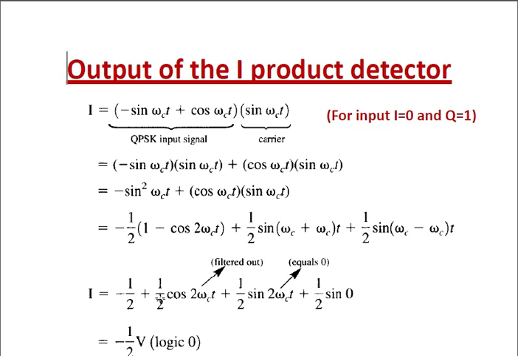Once this is modified, some data should be filtered out. Which data? 1/2 cos 2 omega ct and 1/2 sin 2 omega ct. This high frequency component is removed once it passes through the filter. So minus 1/2, plus the remaining terms become 0, since 1/2 sin 0 is also 0. That's why I is equal to minus 1/2 volt, so this becomes the output for logic 0.